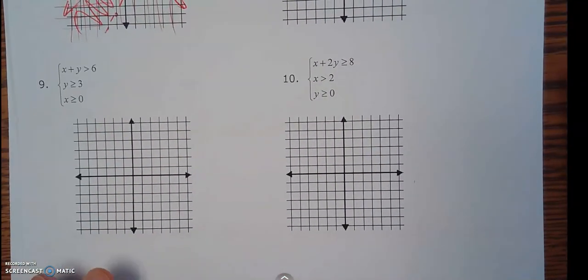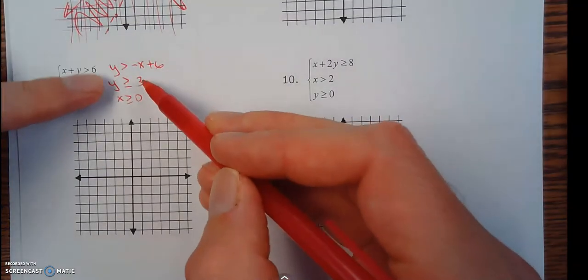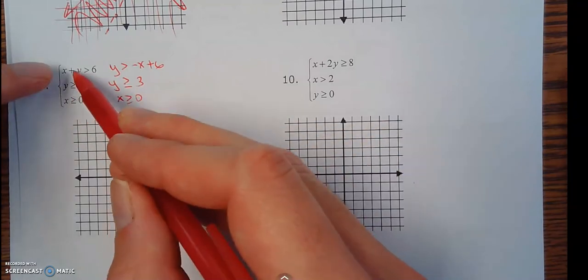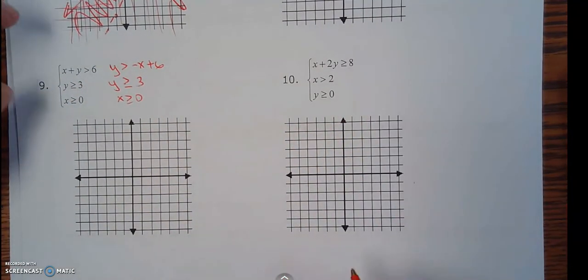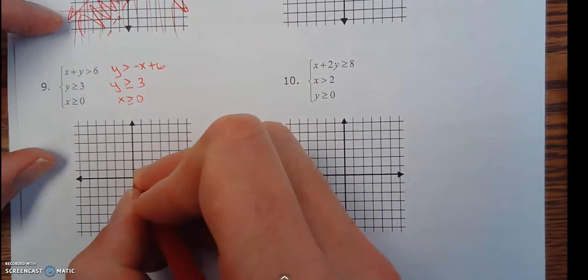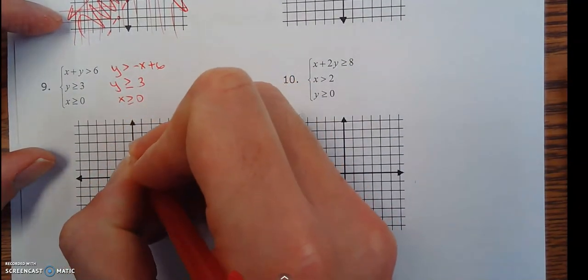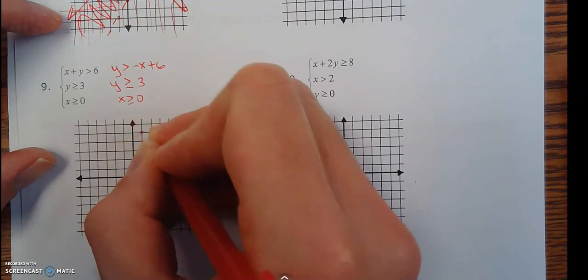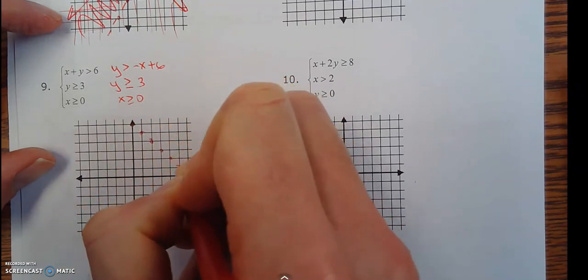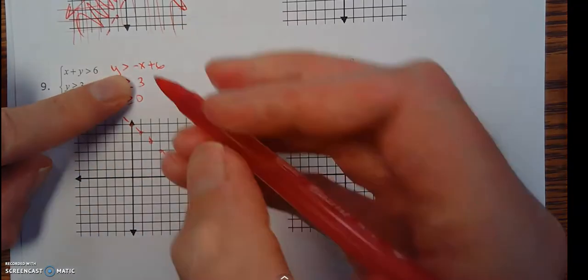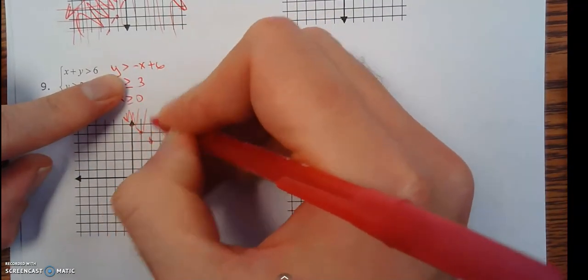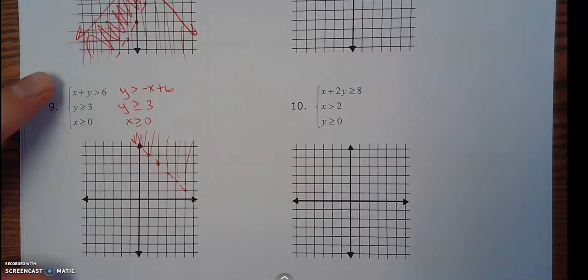Now this last one, I've got 2 minutes here. So what I'm going to do is graph all 3 of these. I just rewrote it, I put that y by itself. I'm going to do all 3 of them and look for where all 3 of them overlap. So this first one, it crosses at 6. Down one, right one. I'm going fast here. It's a dotted line. And we're shading above, so we're going to shade above that line.